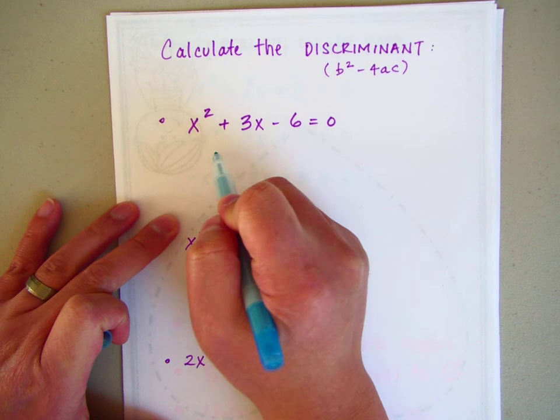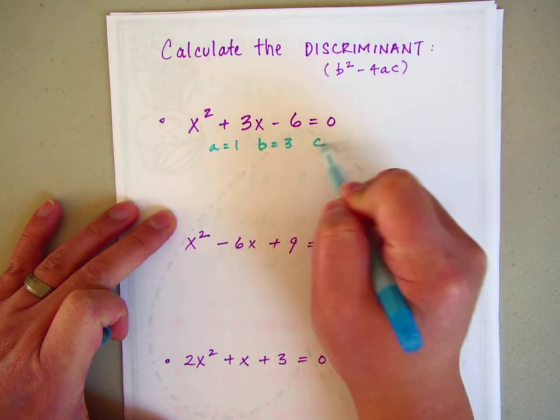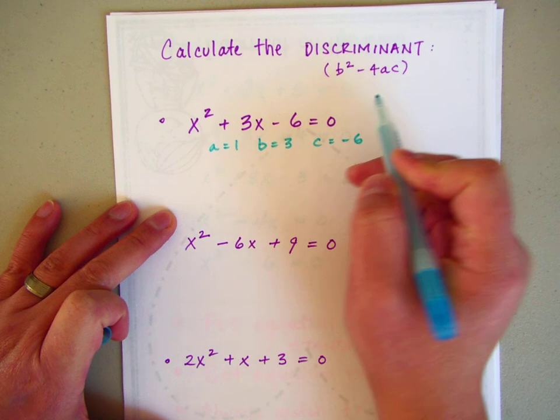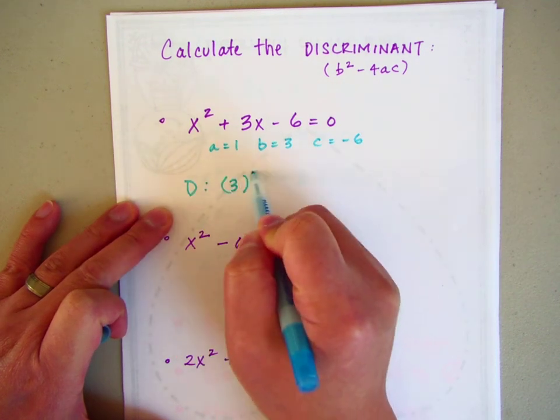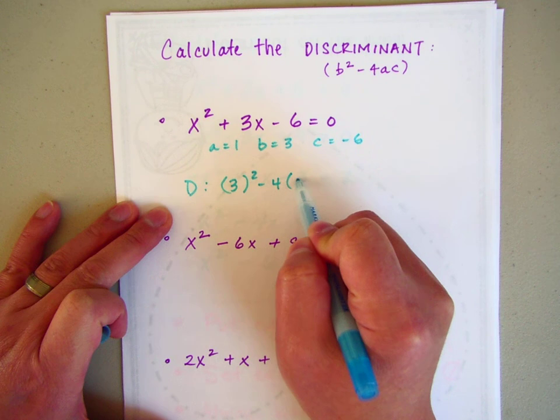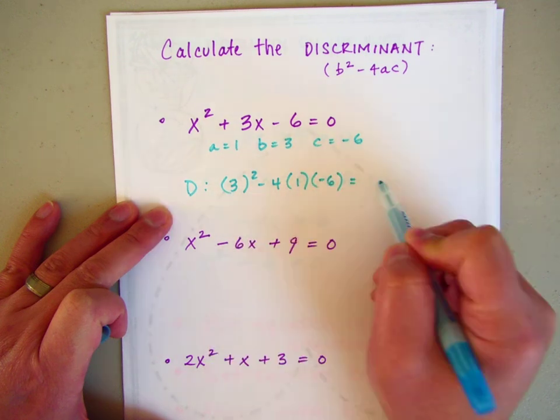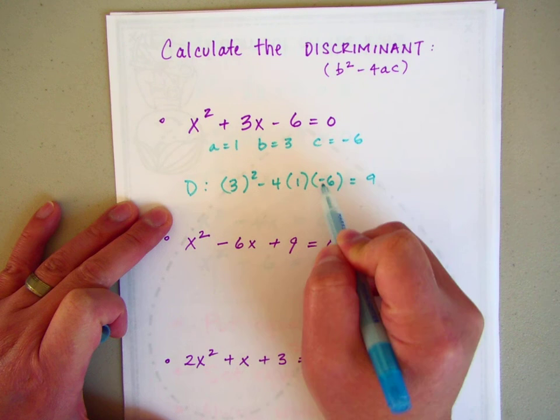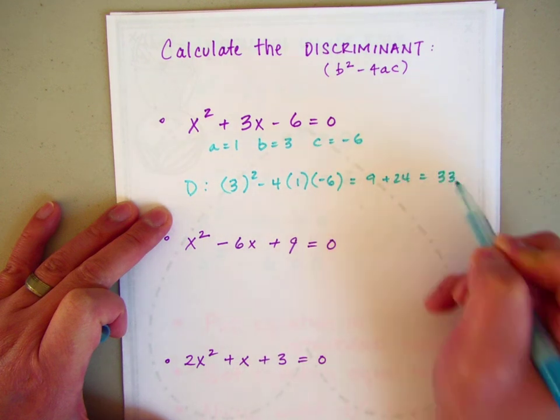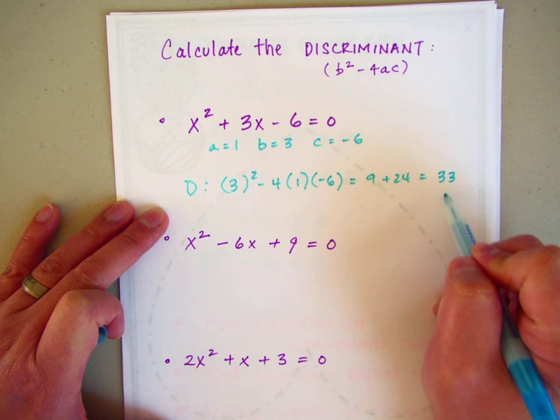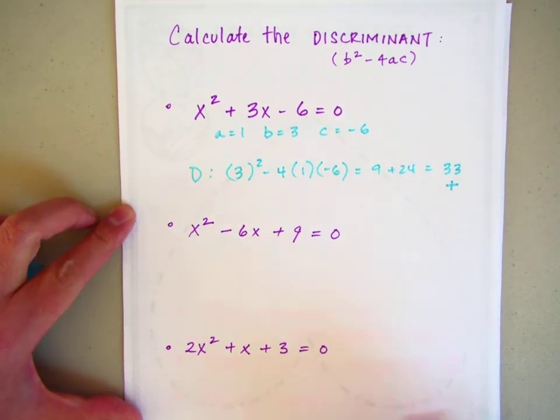For this one here, we'll say a is 1, b is 3, c is -6. So my value of the discriminant is just going to be b squared minus 4 times a times c. What's that? 9, minus a negative, is a positive 24. Now the 33 isn't important so much as that it's a positive 33.